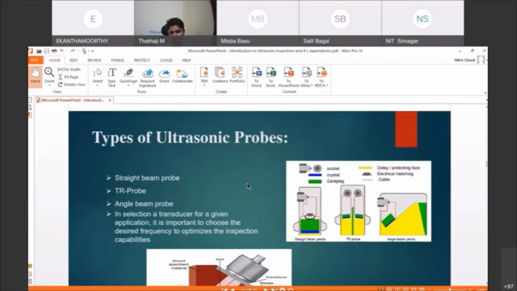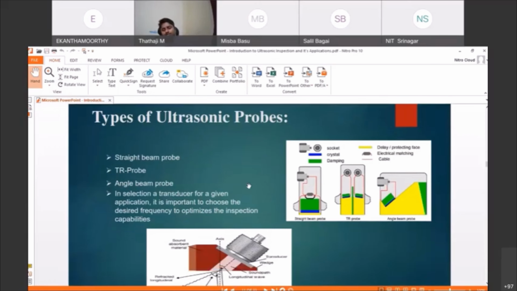We have different kinds of ultrasonic probes, and we use them based on the applications. Generally we have the straight beam probe. We use it for normal beam inspection, like plate inspection, where the beam is perpendicular to the surface. Straight beam probes contain a single crystal that acts as both transmitter and receiver. Then there are TR probes.